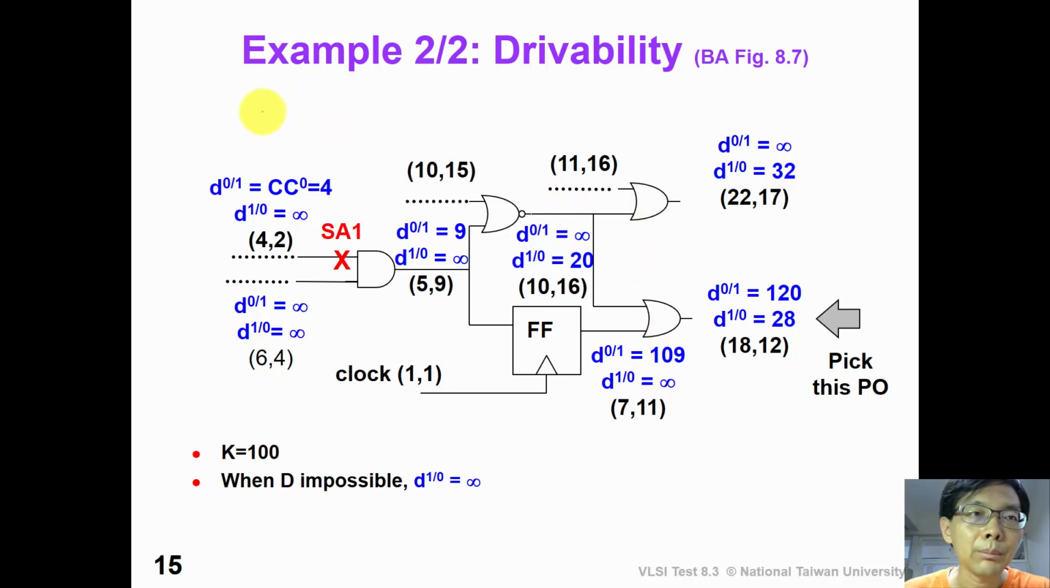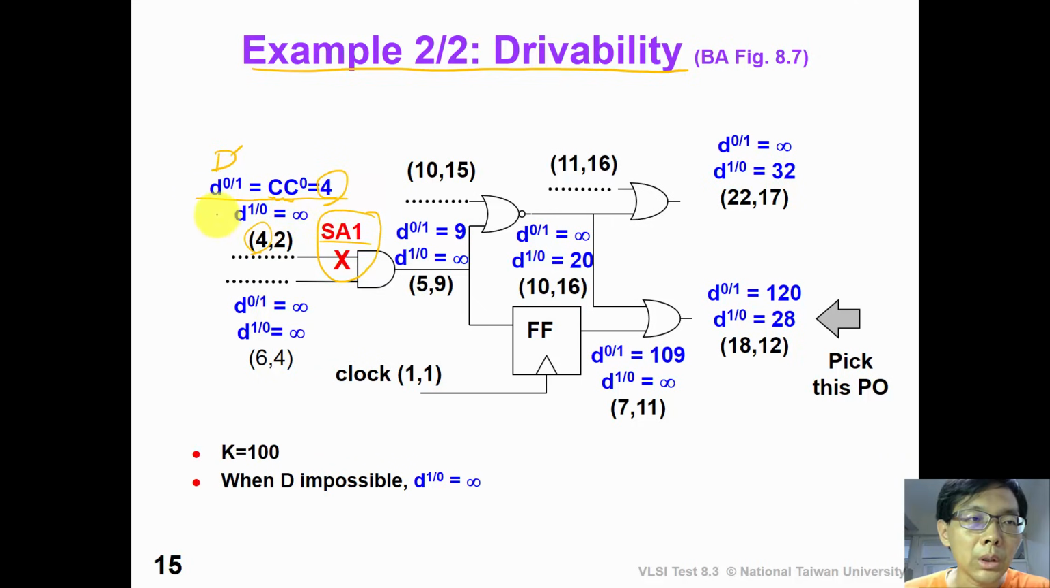Now let's see an example with testability calculation. Starting from the scope, suppose we want to calculate the drivability of this fault. Since this is a stuck-at-1 fault, if we want to drive this node to D prime, then we just need to control this node to 0. So we take the CC0 of this node. So the drivability D01 of this node will be 4.